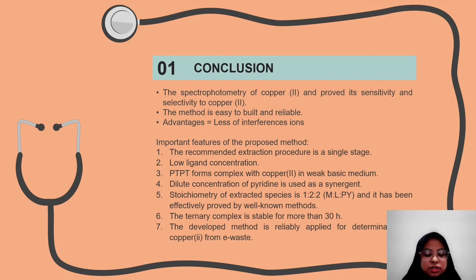Fourth, stoichiometry of the extracted species is 1 to 2 and it has been effectively proved by well-known methods. Fifth, the ternary complex is stable for more than 3 hours. And lastly, the developed method is reliably applied for the determination of copper-2 from e-waste. These are 7 important features that are proposed to be followed to analyze copper-2 from e-waste.